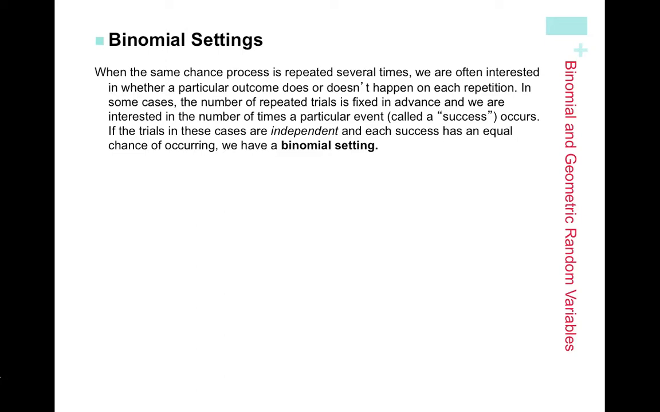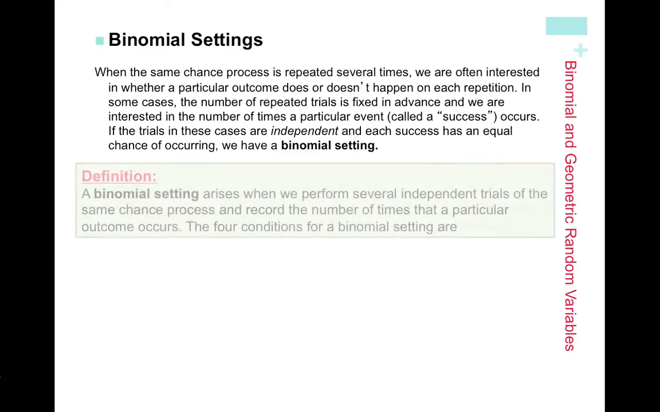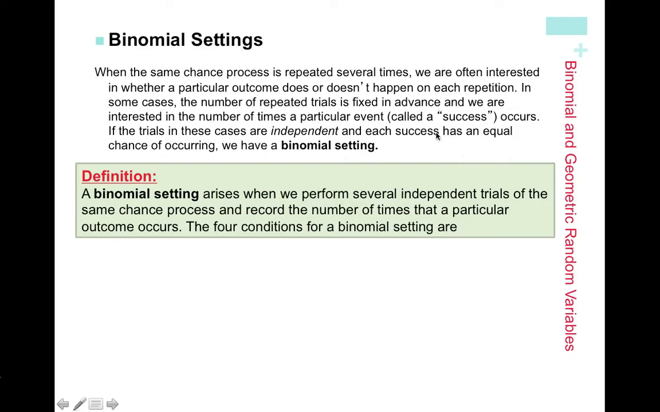First we define what a binomial is. When the same chance process is repeated several times, we're often interested in what does or doesn't happen. Two possible outcomes. We're looking at successes versus failures. And if each trial is independent, we call this a binomial setting. And each success does have to have an equal chance of occurring as we go also.